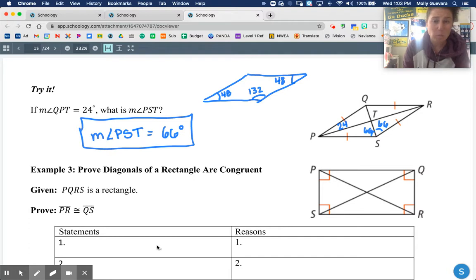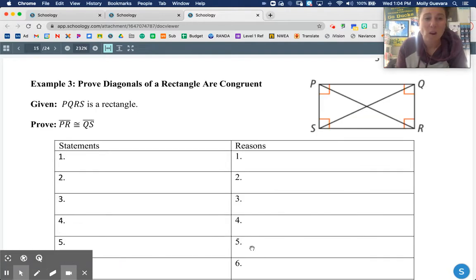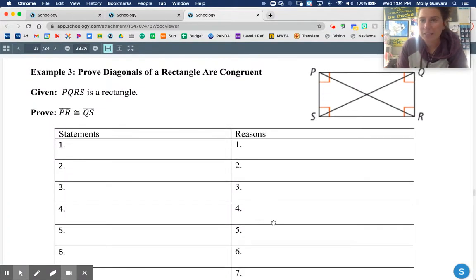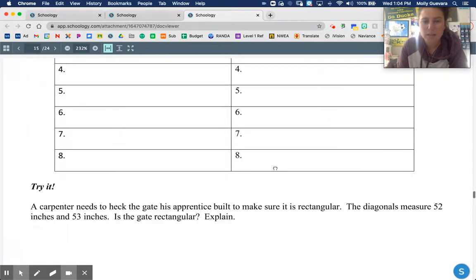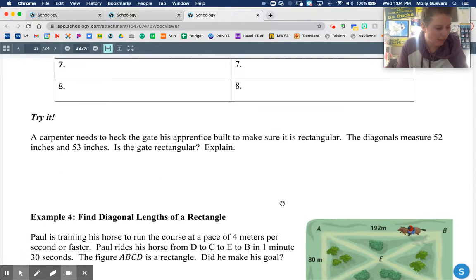So that's one way you could have done it. There are a lot of different ways that you could have thought about that, but as long as you got 66, then you're good to go. Okay, so we're actually going to skip example 3, which is the proof that diagonals of a rectangle are congruent. We're going to look at this, but really what we're going to do is just jump down and start practicing, okay?